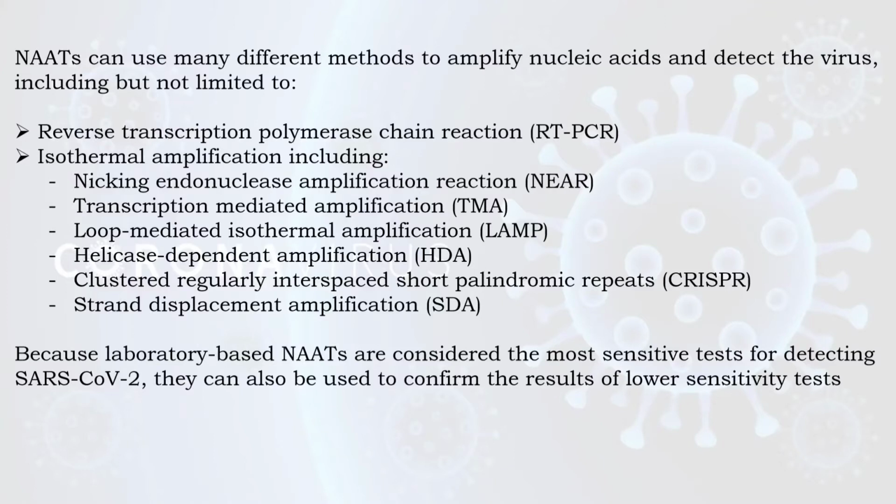Because laboratory-based NAAT are considered the most sensitive test for detecting SARS-CoV-2, they can also be used to confirm the results of lower sensitivity tests. CDC recommends only laboratory-based NAAT for confirmatory testing using specimens that are considered optimal for detection, such as nasopharyngeal, nasal mid-turbinate, and anterior nasal swabs.